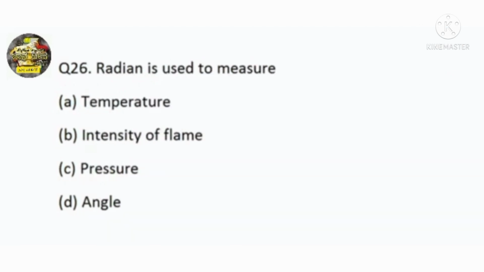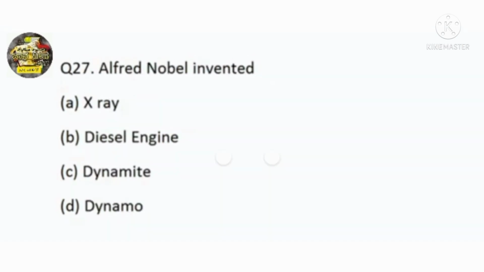Radian is used to measure: A, temperature. B, intensity of flame. C, pressure. D, angle. The right answer is angle. Let's move on to the next question, that is 27th. Alfred Nobel invented. Alfred Nobel ಅವರು ಏನನ್ನು ಬಳಕೆಗೆ ತಂದವರು? A, X-ray. B, diesel engine. C, dynamite. D, dynamo. Which is the right answer for this question? The exact answer is option C, dynamite.